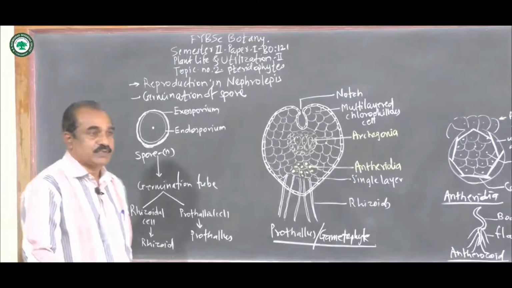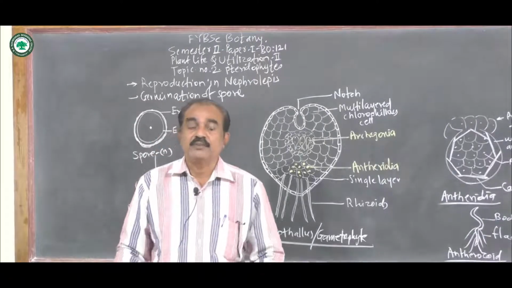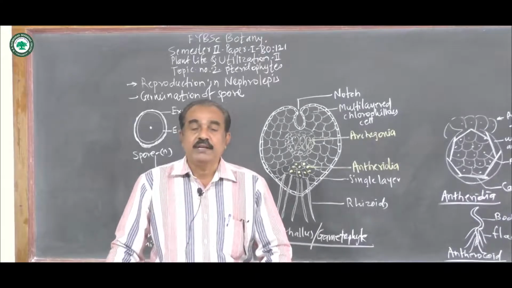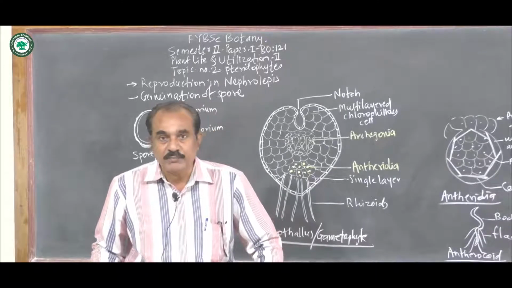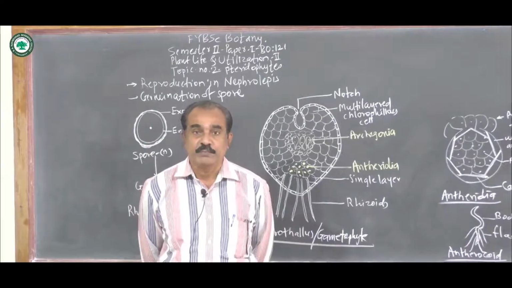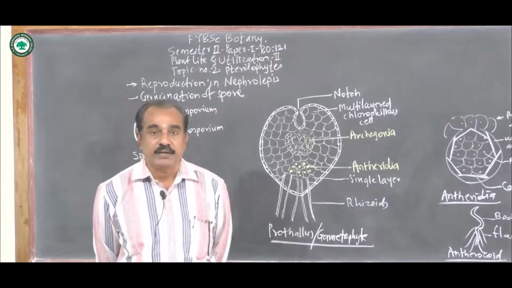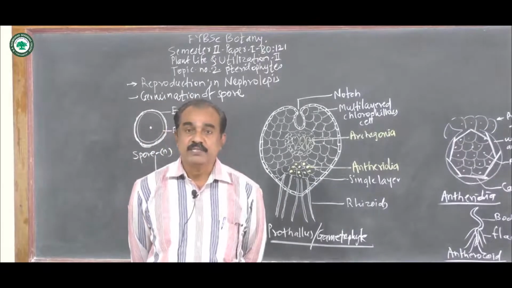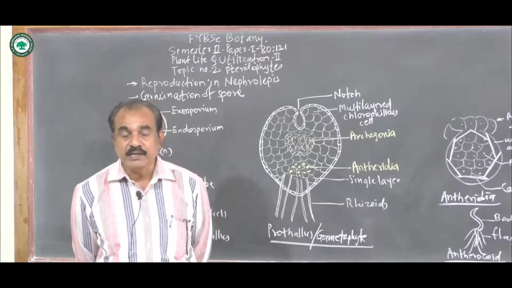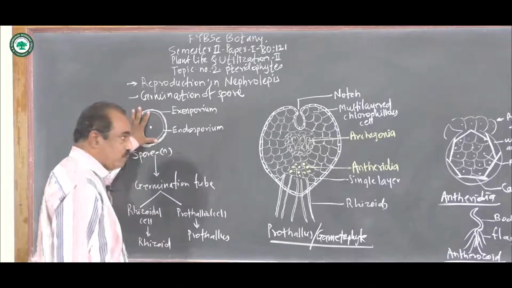So in Nephrolepis, there is the leaf, and from the lower surface of the leaflet, there are some reproductive structures, and they are called the sori. In the sori, there is a group of sporangia, and in each sporangium, there is a sporogenous tissue. This sporogenous tissue divides meiotically into a spore tetrad. Finally, all these 4 cells or spores from the spore tetrad get separated, and they are haploid, and they are called the spores. So this is the spore.